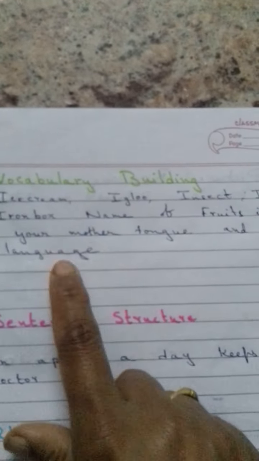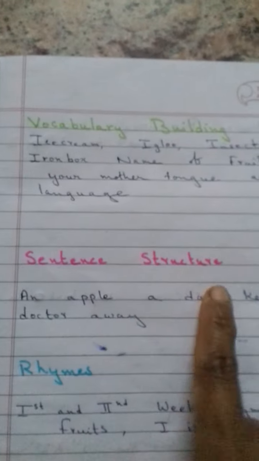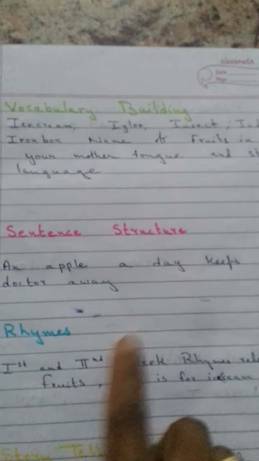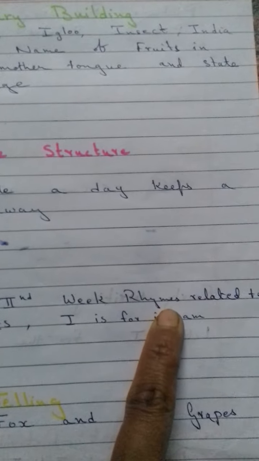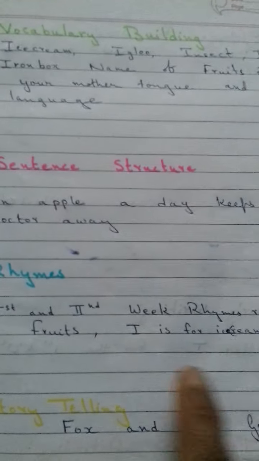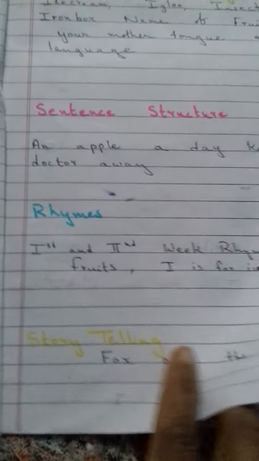Then name of the fruits in your mother tongue and also the state language. Then in sentence structure it is an apple a day keeps the doctor away. In rhymes for the first and the second week, you can teach the rhymes related to fruits and I for ice cream rhymes. Then in storytelling, fox and the grapes.